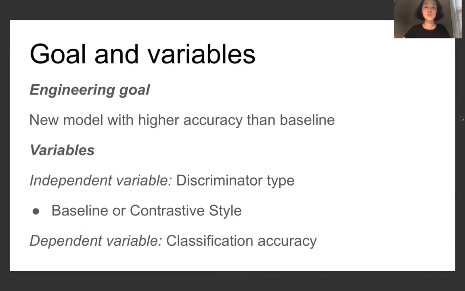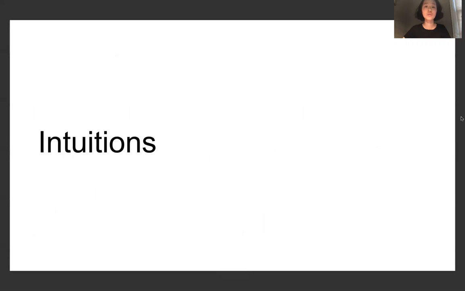That, of course, leads to my engineering goal, which was to design a machine learning model with these special losses that would perform at a higher accuracy than a baseline model without the special losses. That makes my variables pretty simple. The independent variable is the discriminator type, and my dependent variable is the classification accuracy. Now that I've overviewed the motivation, I will be moving into my angle of attack.